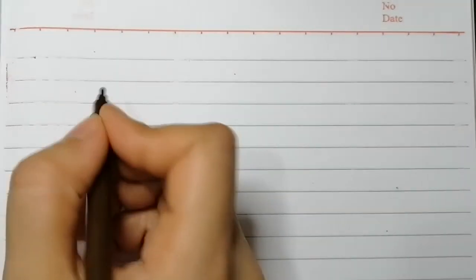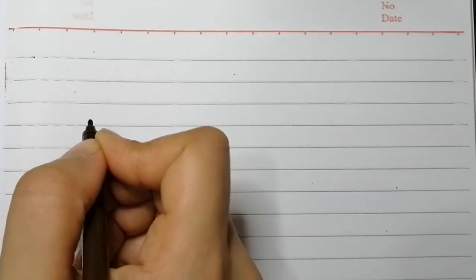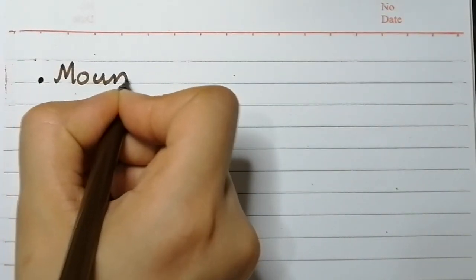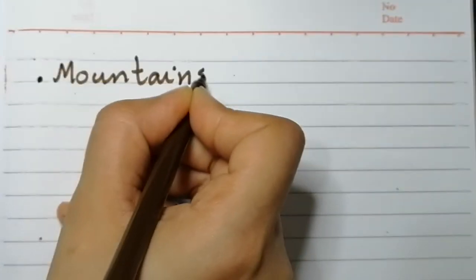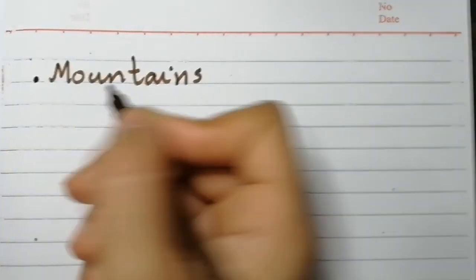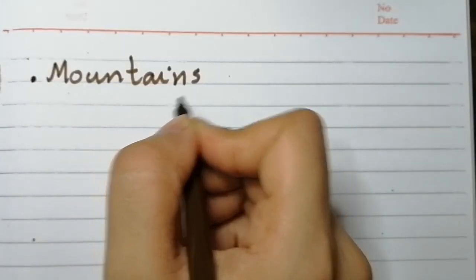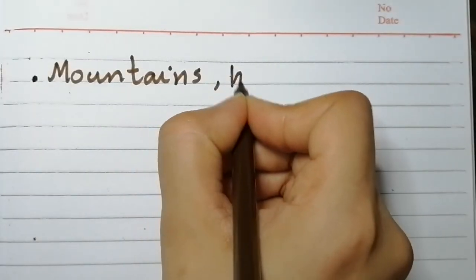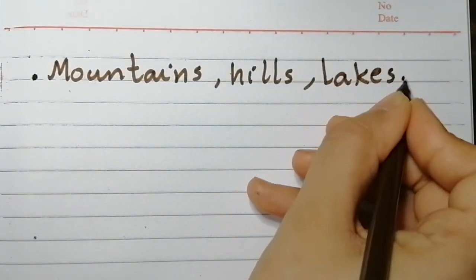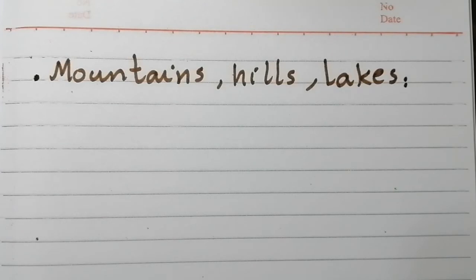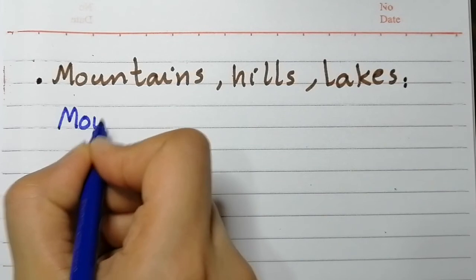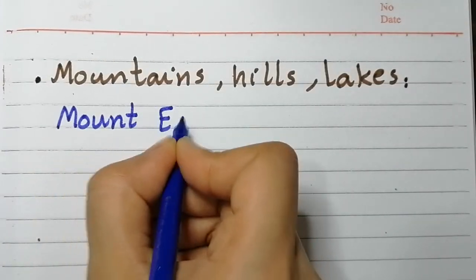And this is the last thing that we are going to know about "the". It doesn't come with mountains. We do not use "the" with mountains. We use it with mountain ranges, like the Himalayas, okay? But generally, we do not use it with mountains, hills, or lakes. Okay, for example, we say Mount Everest.